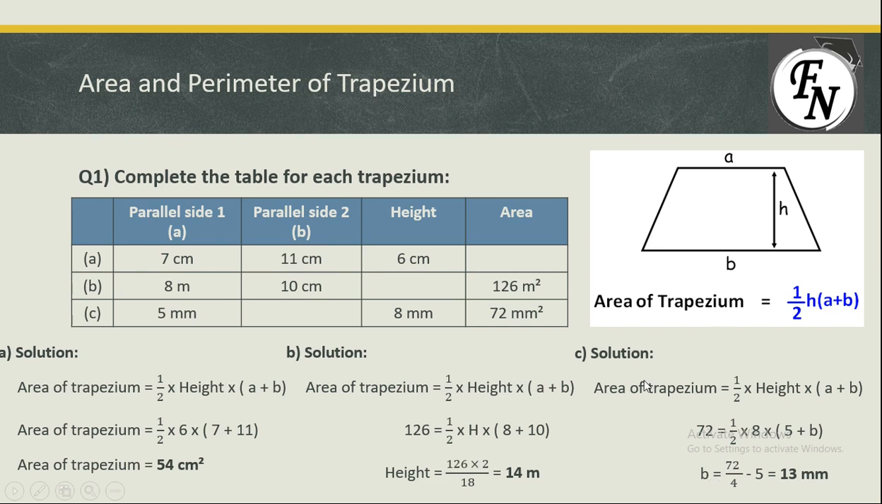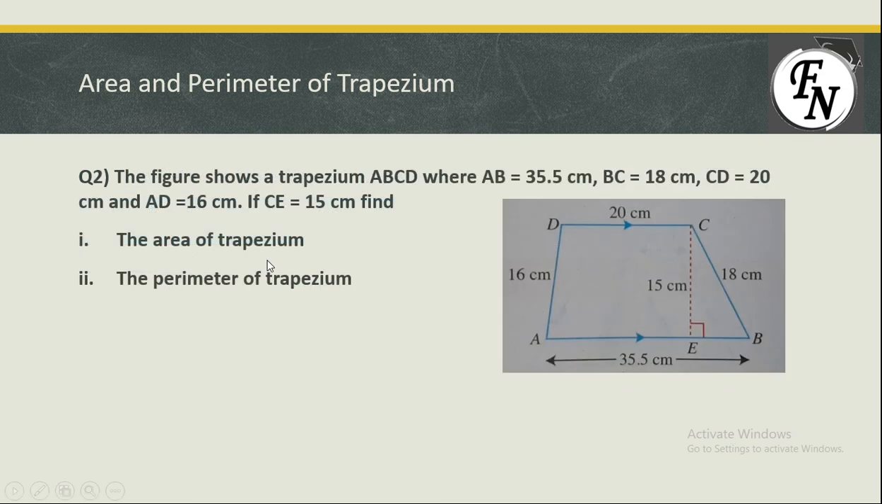That is the length of the parallel side B. One more question I have here is that the figure shows a trapezium. This is a trapezium, and it has a height of 15 centimeter. As I told you earlier, it should be perpendicular to the lines which are parallel. So this is perpendicular here, this is perpendicular here. So this is the height of this trapezium, and DC and AB are the parallel sides of this trapezium. So in order to calculate the area of this trapezium, I will use these values: 15 as height, and 20 and 35.5 as the parallel sides.